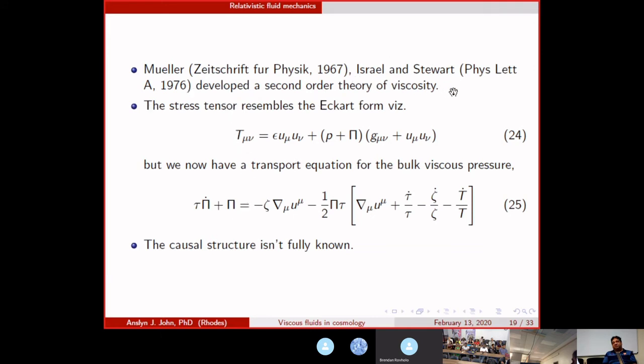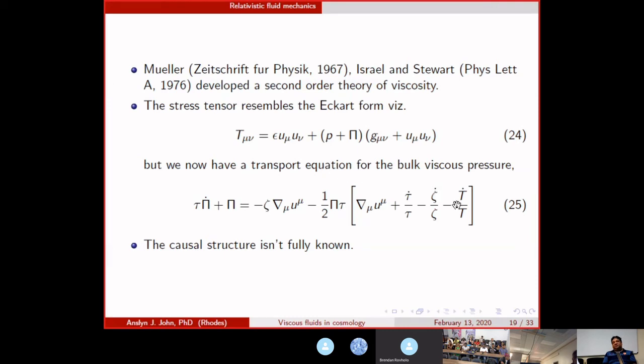Müller in 1967 and Israel and Stewart independently in the 1970s developed a second order theory of viscosity. And there, their stress tensor is the same as that Eckart proposed. So you have this bulk viscous pressure sitting here. But the bulk viscous pressure now obeys a transport equation. It has this fairly complicated looking equation 25. So you can see these dots are time derivatives. So there's an evolution equation for the bulk viscous pressure. And so you expect dissipative processes to occur over finite time periods.